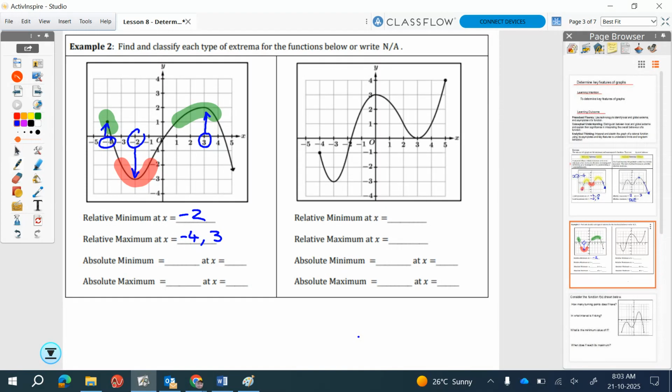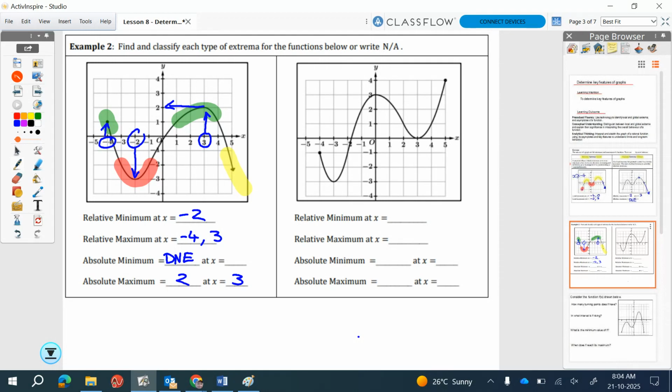Absolute minimum. We don't have an absolute minimum because the function will continue to fall in this direction. So this one does not exist. Absolute maximum, it's going to be this one at x equals 3. It's going to be this one over here. And the y value there is 2.